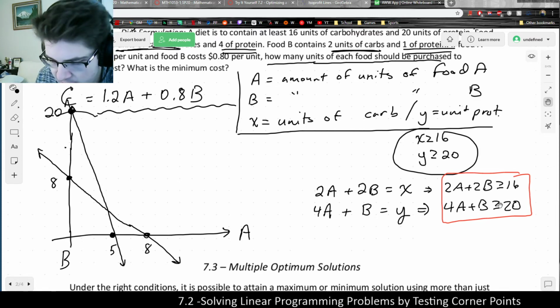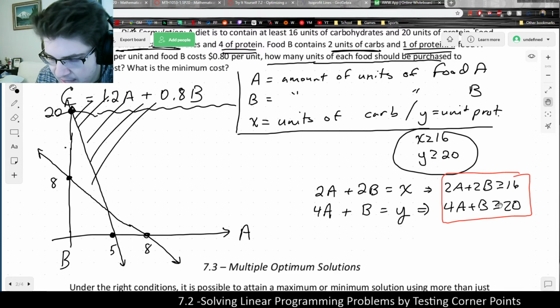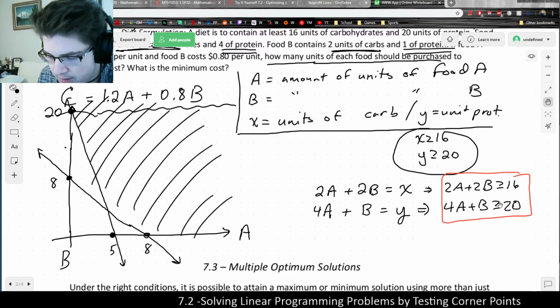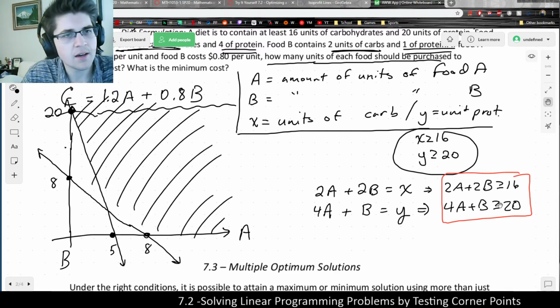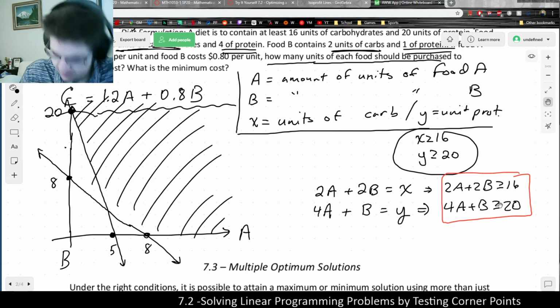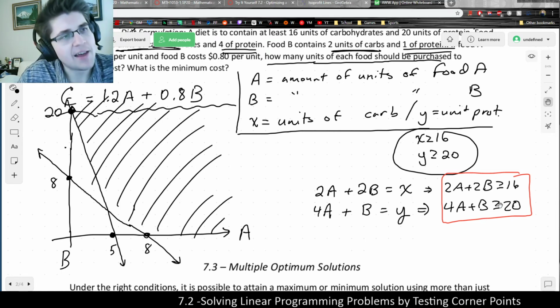And basically, it needs to exceed each of those. And technically, I could have like 1,000,000 grams or units of carbs and 1,000,000 units of protein. But obviously, usually when we're dieting, we want to have as close as possible to the desired amount. But the more of that I buy, the higher the cost will be.